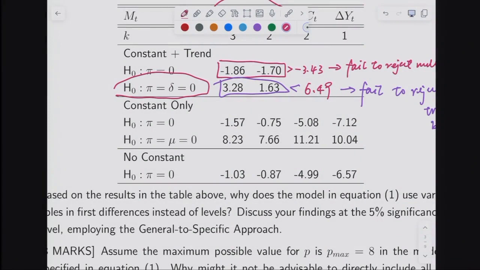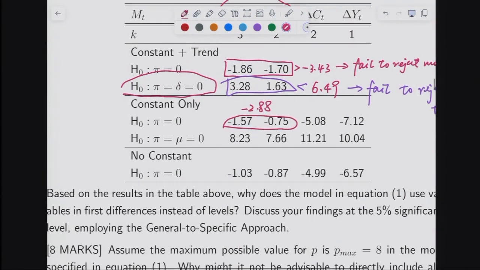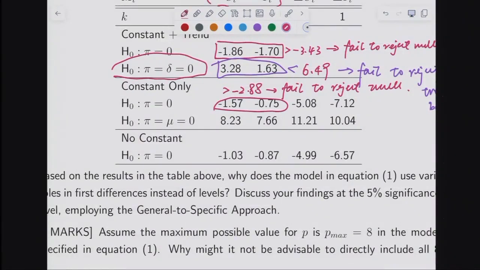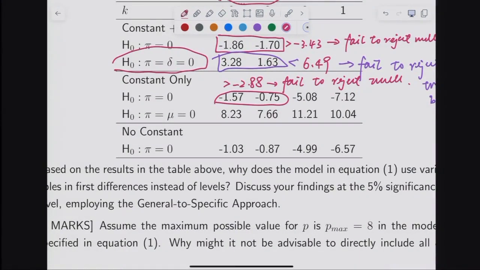So again, we want to compare the test statistic with the minus 2.88. And clearly, these are less negative, so they're greater than the minus 2.88. So we will again fail to reject the null. Okay, so we fail to reject the null that there is a stochastic trend, and we need to then move on and test whether we should keep the constant or we should remove the constant from the test specification. So we need to then check the F statistic table in the appendix.